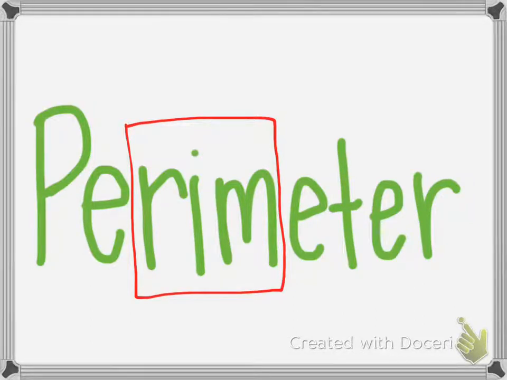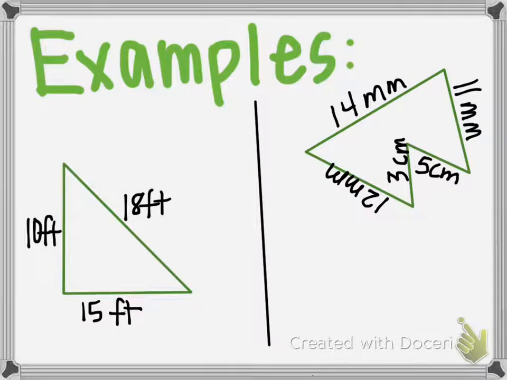Hi parents, this week in homework we are going to be covering perimeter. Perimeter is the distance around a shape or an object. So there are several ways that students are expected to determine the perimeter of a shape.